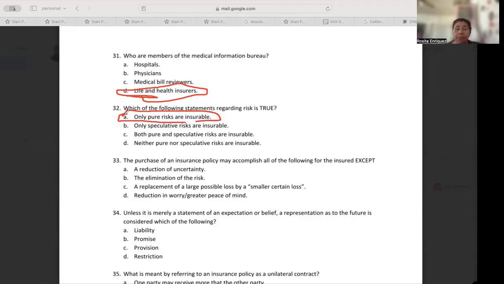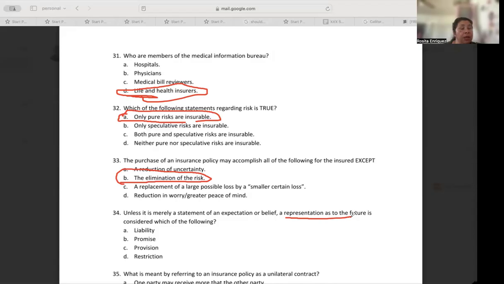Number 33, the purchase of an insurance policy may accomplish all of the following for the insured except, well, it's B, the elimination of the risk, because nobody knows that, right? We cannot eliminate any risk. That's why we're here, helping people to be insured, right? Number 34, unless it is merely a statement of an expectation or belief, a representation as to the future is considered which of the following? So the keyword here is representation as to the future.